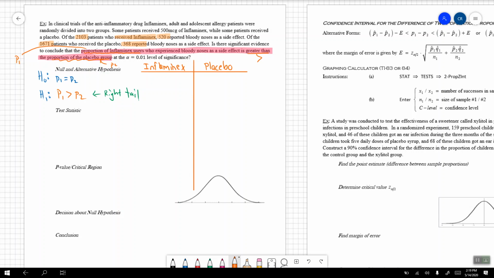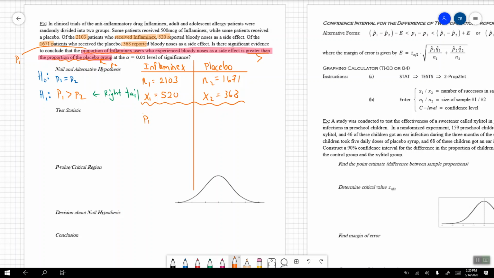All right, so here we go. For Inflamanex, there were 2,103 patients, and 520 of them reported bloody noses. Out of the placebo group, which is going to be our second sample group, there were 1,671 patients, and 368 of them reported a bloody nose as a side effect.